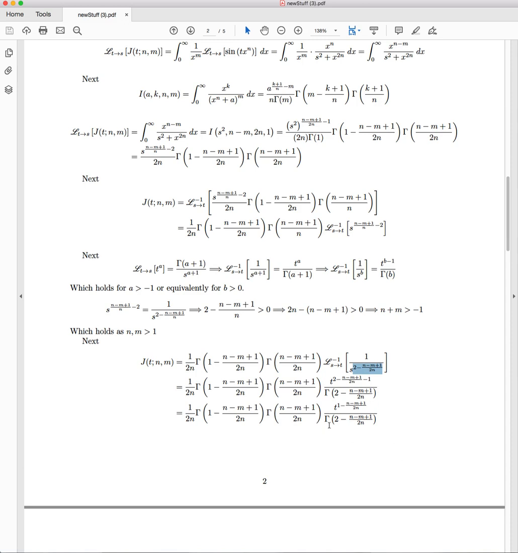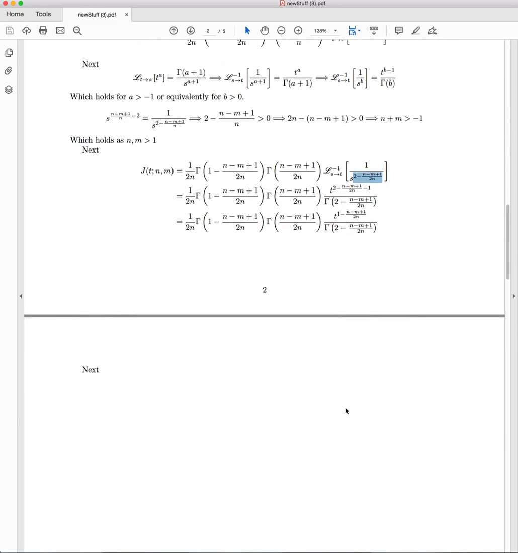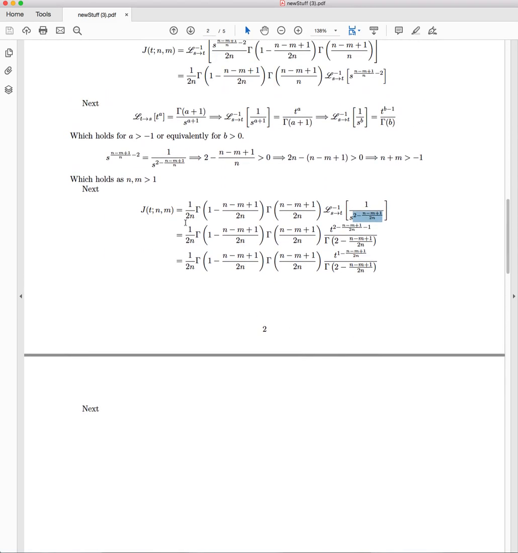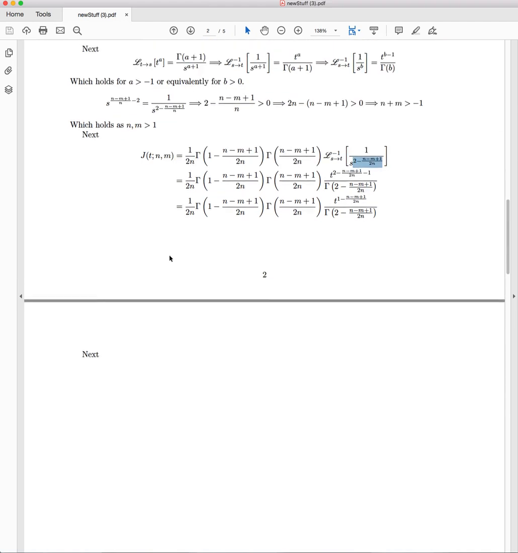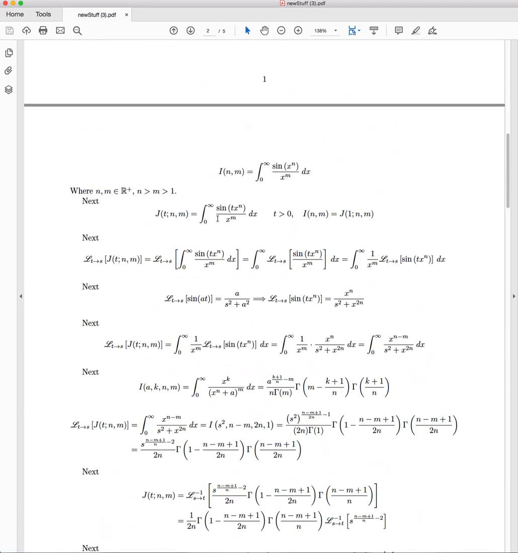What we have on the bottom, well, we have the bottom with the gamma function. This remains unchanged, but we can clean this up slightly. Obviously, 2 subtract 1 is just equal to 1, so we have 1 minus this. Okay, great. So now we've got our j of t, n, n. So that is this function that we have here.